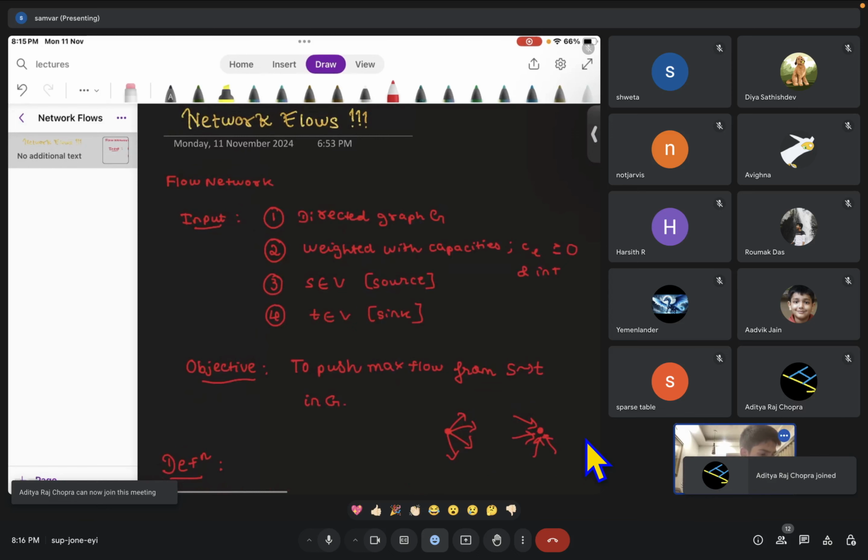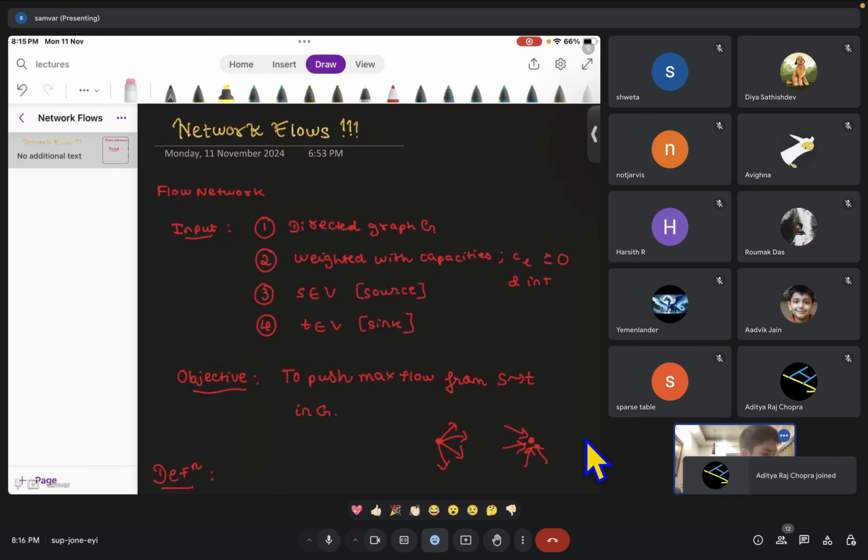So this is the input. And our objective is something which I will define in the future. But the basic thing is that you want to push maximum flow from S to T in G. S is your source and T is your sink. This makes sense because if you think about what a source and sink represent, it's like the starting and ending point: the source is from where everything originates and the sink is where everything comes into you at the end. So what we want to do is to push the maximum possible flow from S to T in the graph G.